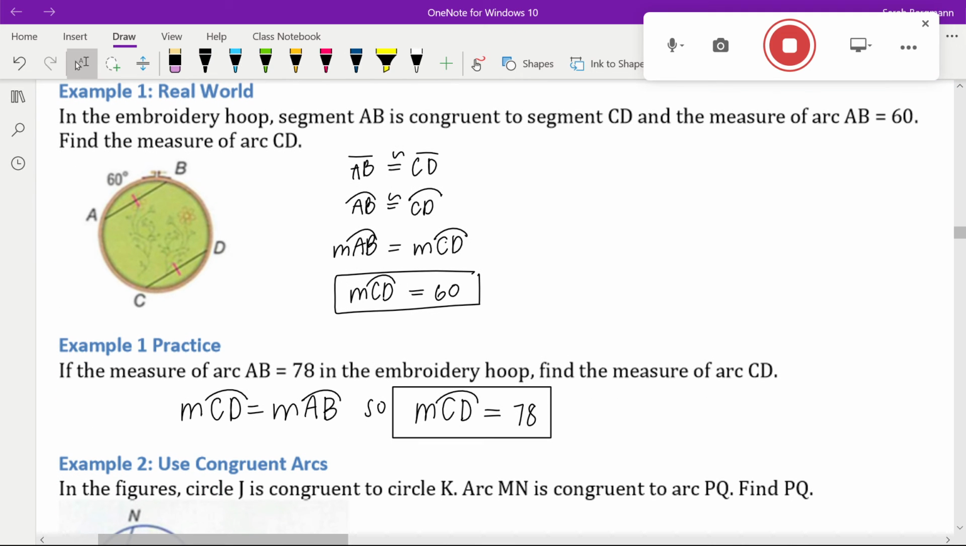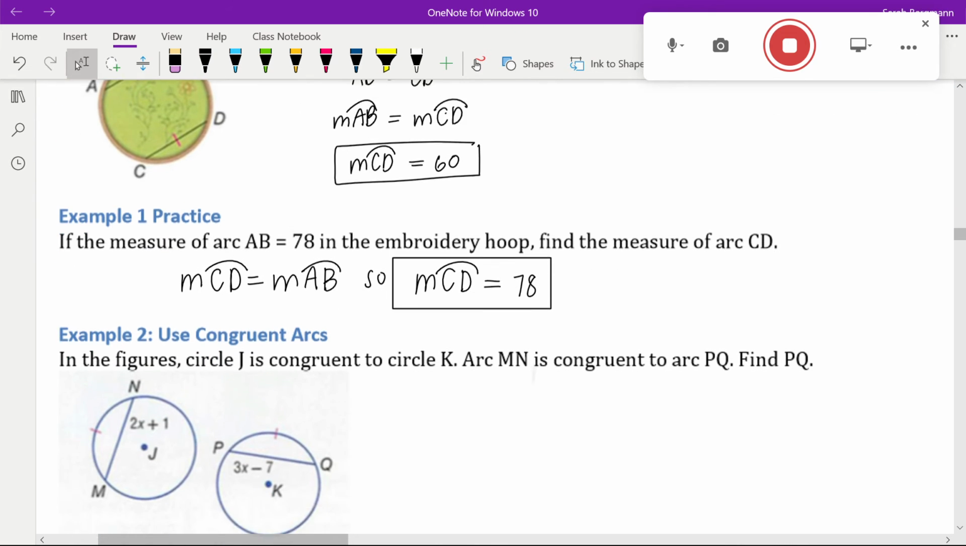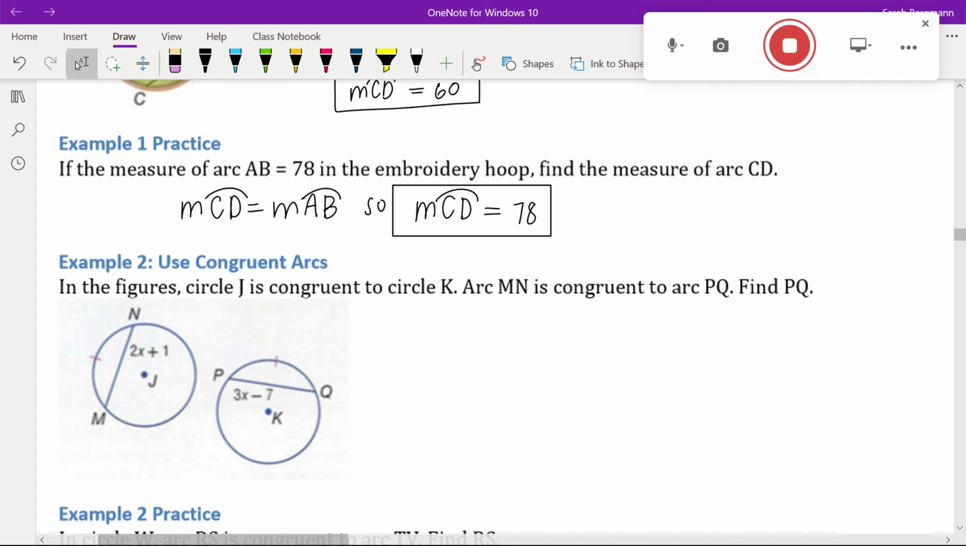Here's the correct answer. Now this also works with algebra. If you are given that two arcs are congruent, as seen in this figure, it says that these two circles are congruent, and we know that the two arcs are congruent. Then we know the two chords must also be congruent. So I know chord MN has to be congruent to the chord PQ.